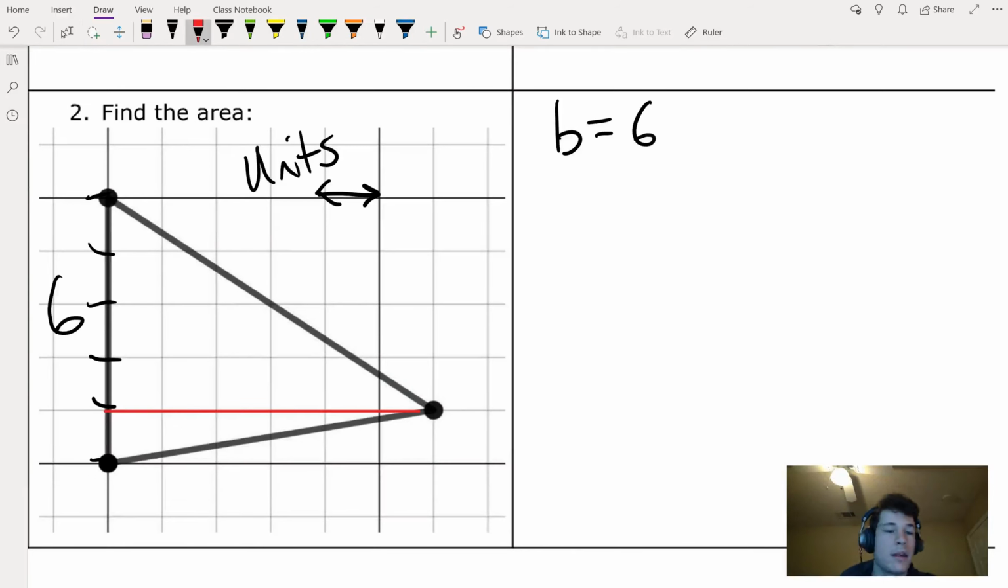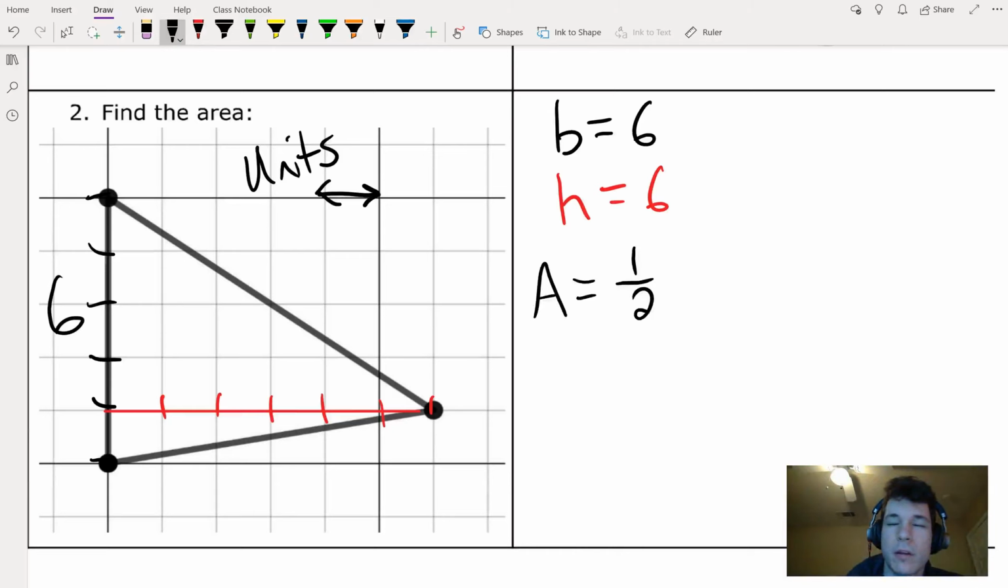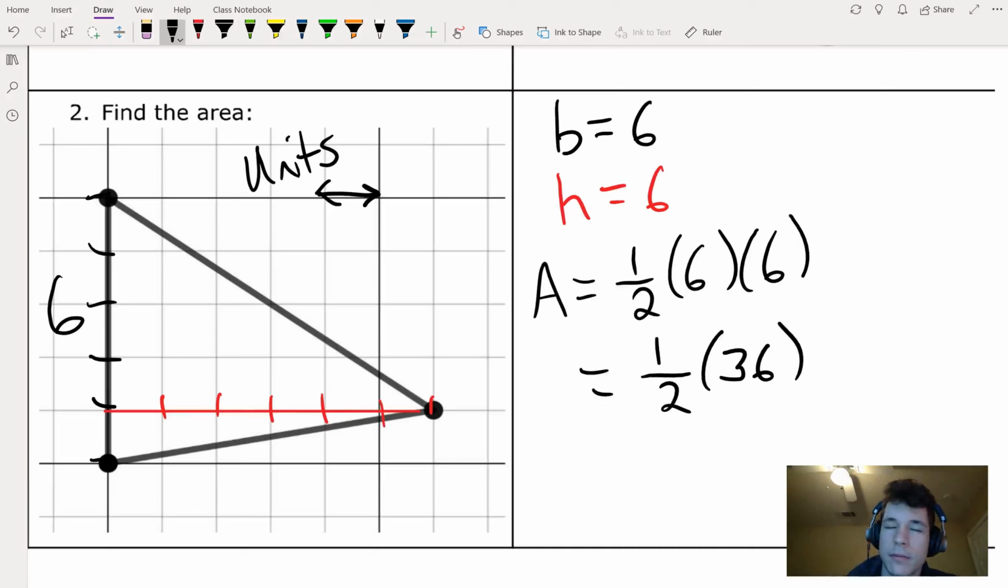Okay, it's on its side. Usually you don't think of height as a horizontal thing, but in this case, it's easier to look at it that way to get the area formula all together. See, we got 1, 2, 3, 4, 5, 6 units for the height. Okay, and now we just use the same formula that we've been using. 1/2 base times height. 6 times 6 is 36. Okay, and then if you use a calculator, you'll find that half of 36 is what, 18?